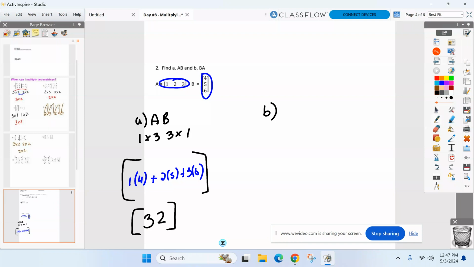Now I want BA. And this doesn't work like your old numbers, like 3 times 4 equals 4 times 3. No, the answer's not going to be 32. Hate to break it to you.